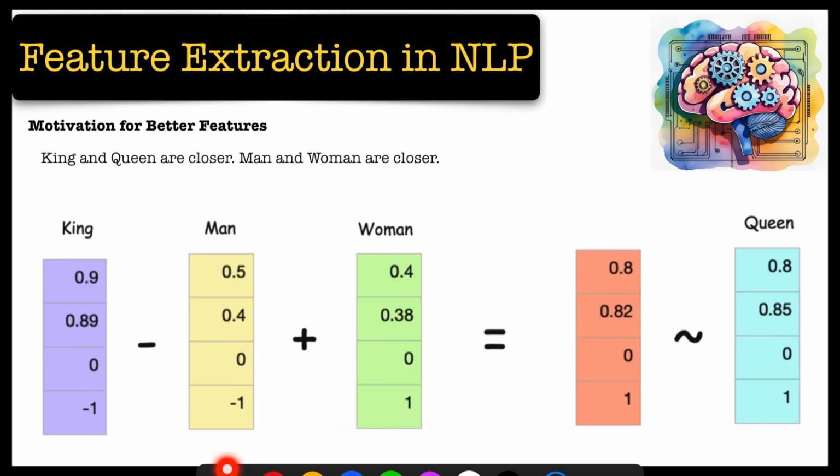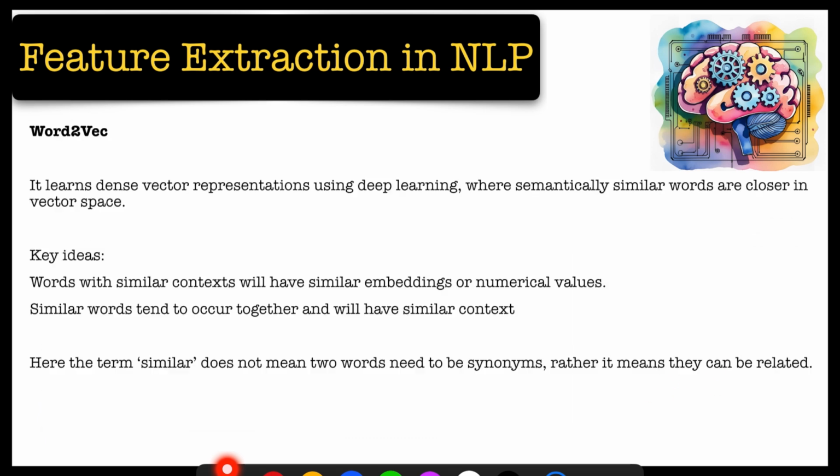Here we have shown the vector calculation. This is the king vector, this is the man vector, and this is the woman vector. King minus man plus woman, we get this vector, and this is the actual queen vector. So these can be close to each other, it's very approximate. Now how do we get such low-dimensional, dense and meaningful vectors? We start with Word2Vec.